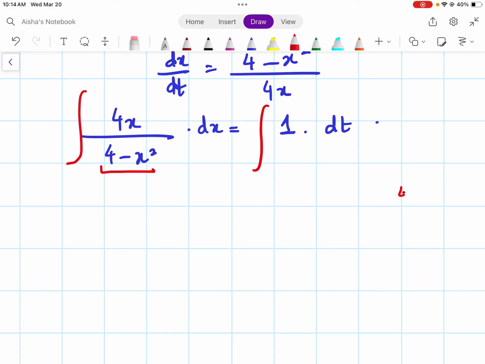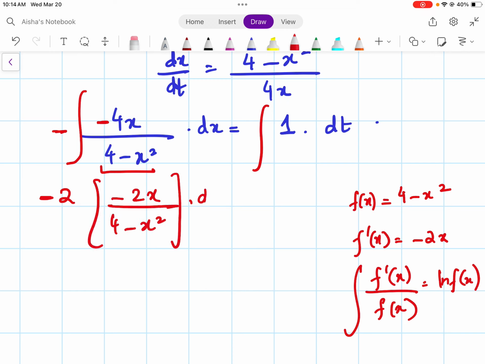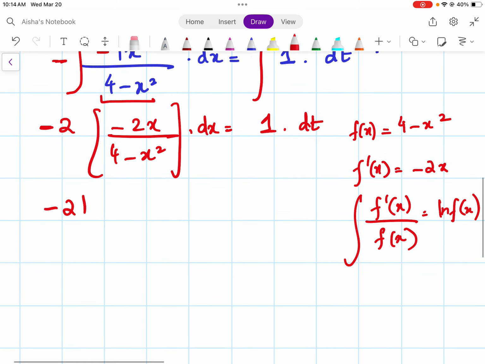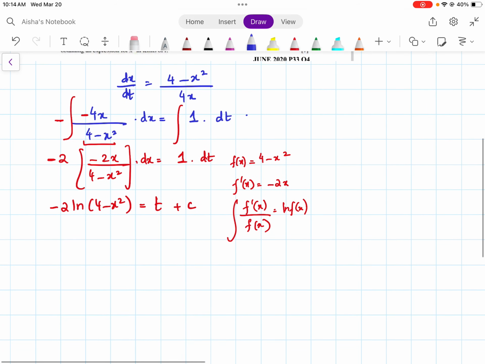So if you look at this one and you take out the differential of it, which is there in the numerator. When the differential is there in the numerator and the function is there in the denominator, it becomes ln f of x. So you need a minus 2x, minus. Now minus 2 ln of 4 minus x square equals t plus c. Now the concept is x is 1 when t is 0.